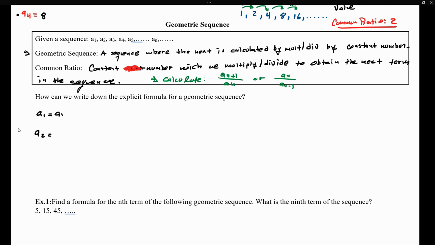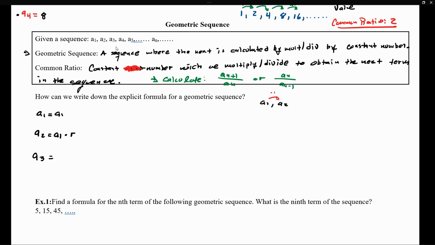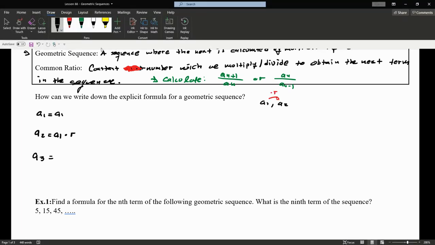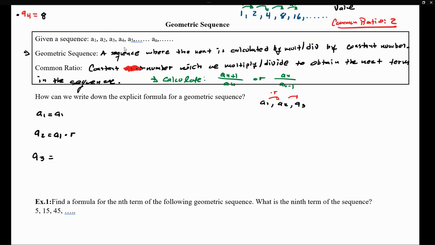Now, for me to get the second term, which in this case, consider it to be 2, all we did, we got the first term and we multiply by the common ratio. And for the common ratio, we're going to use the letter r. Now, to get to the third term, so here we have our first term, here we have our second term, and all we have said is to get to the second term, all we have to do is multiply by this so-called ratio. Now, to get to the third term, notice that we have to multiply by another common ratio.